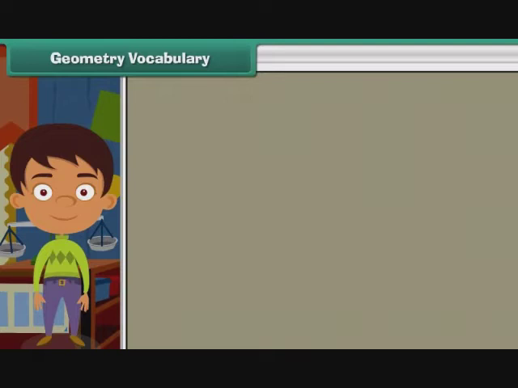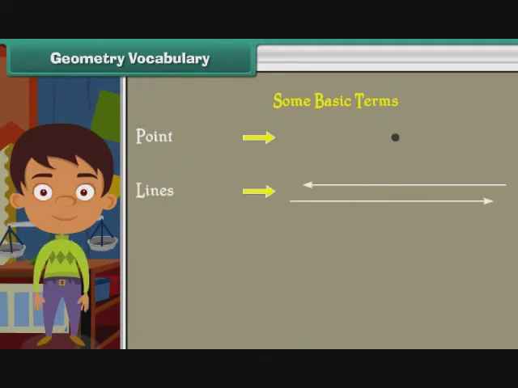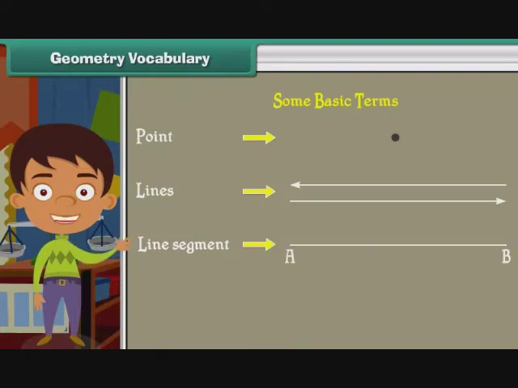Geometry vocabulary. Let us know about some basic terms used in geometry. Point. It is an imaginary dot. Lines. All these are straight lines. Line segment. Part of a line is called a line segment. Here AB is a line segment. These are the curved lines.